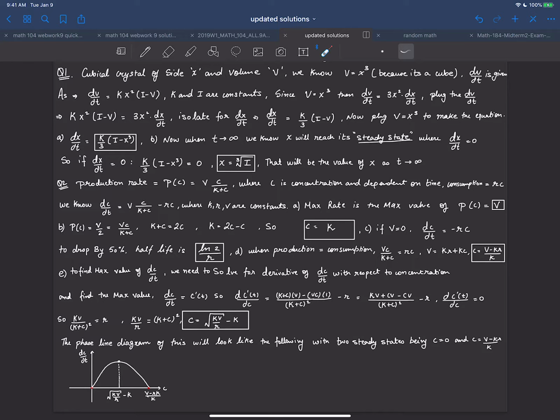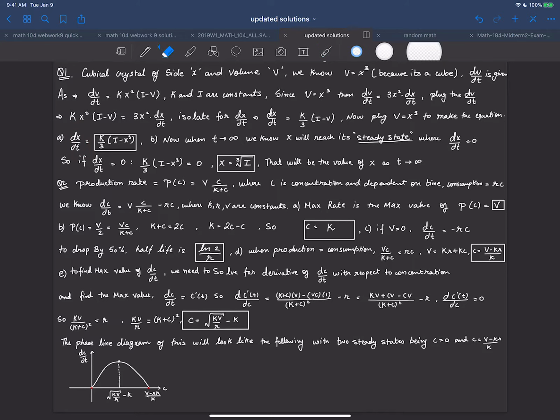Now dx/dt is describing a dynamic, a rate of change of x with respect to time. So when a lot of time goes by for a cubic crystal that's growing, it will eventually stop growing. And when it stops growing, the change of x is going to stop happening. That point is called the steady state of this dynamic. And that steady state can easily be found by finding the values where dx/dt goes to 0.